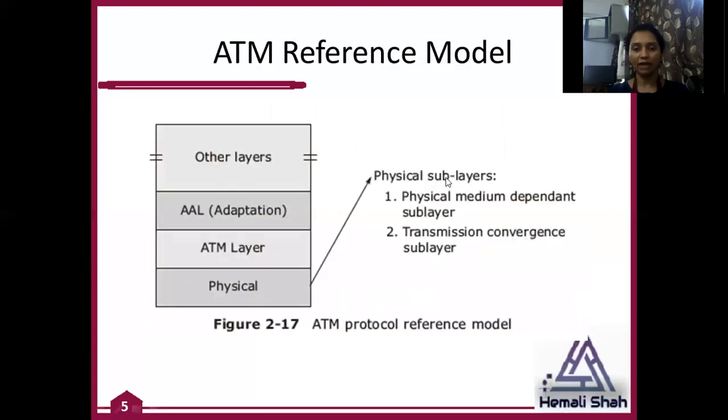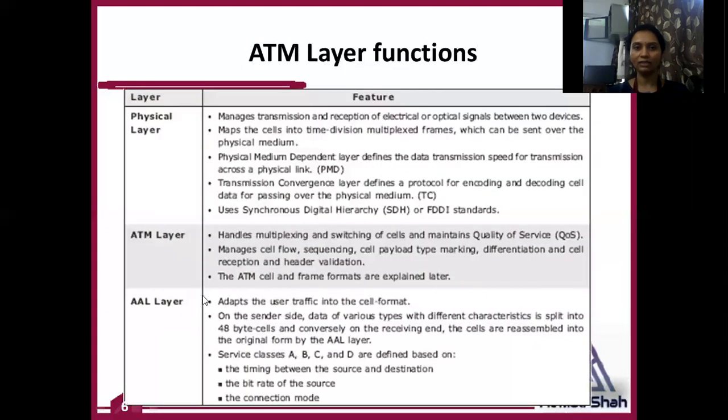This is the ATM reference model, and these are all the layers of the ATM protocol. The first layer of the ATM protocol is the physical layer, second is the ATM layer, and third is AAL, the ATM adaptation layer. The physical layer has two sublayers available: the physical medium dependent sublayer and the transmission convergence sublayer. The physical layer is divided into two parts.